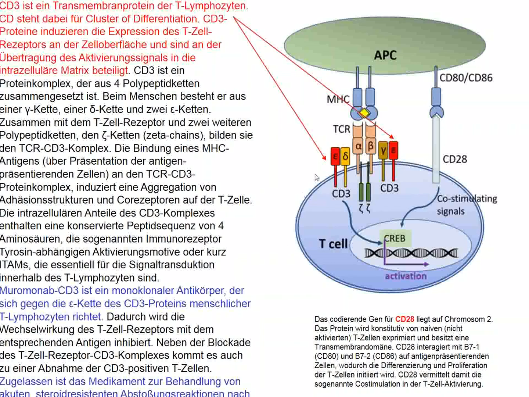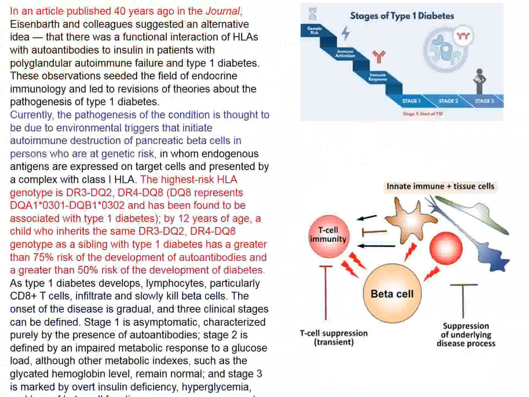There are antibodies already available against CD3 to try to inhibit the activity of T cells, and muromonab is an example of an antibody that's used after transplantation in patients that have steroid-resistant rejection. But that's not the topic for today.